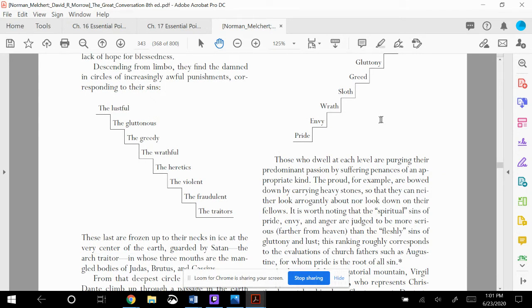This is really interesting. If you were to create some sort of hierarchy of what's bad and what's less bad, well, he starts with the less bad, and then when you get down to traitors, that's super bad. It goes from less to more bad as he descends down. I think that's fascinating. Some of us think that way.